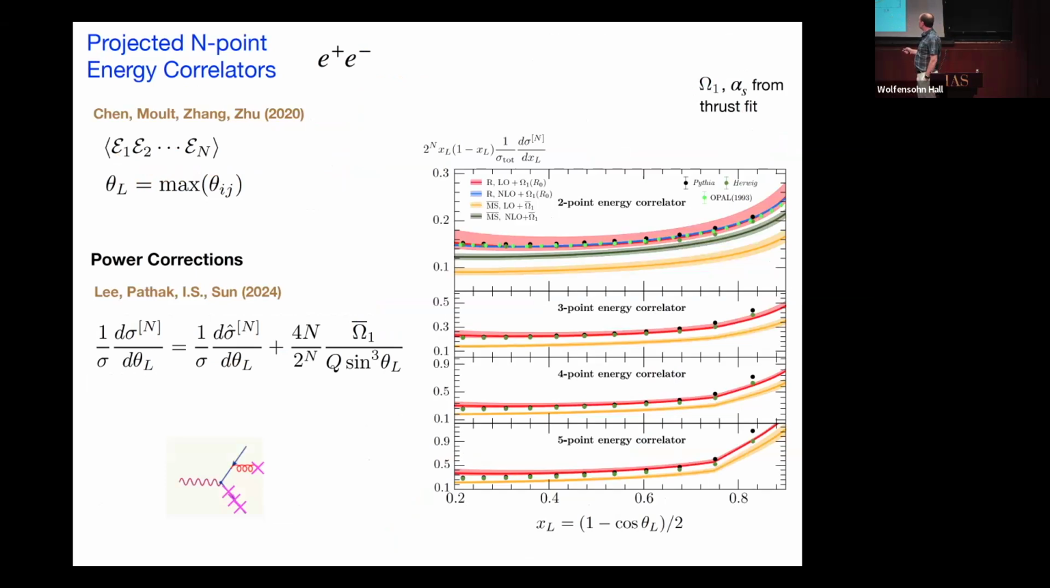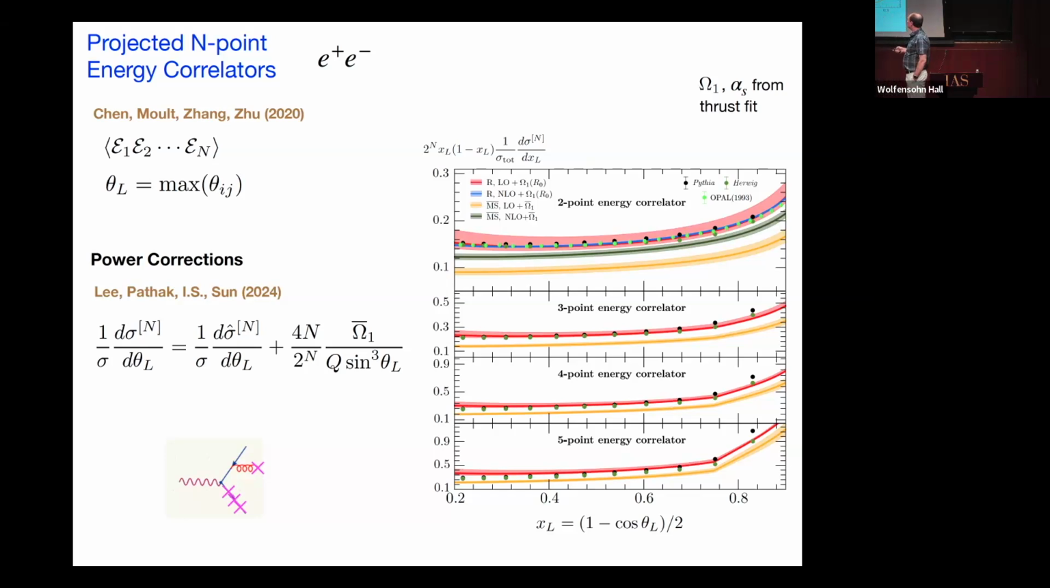Recently, there's been interest in higher point correlators. You heard a lot about this from Iain's talk. For example, you can look at an endpoint correlator, where you define angles between each pair of insertions of the energy operator. That's very multidimensional, so you can project onto, say, the maximum. That's called the projected endpoint energy correlator, where you just take the maximum angle, only measure that, and integrate over the other angles. It's a nice generalization of the energy-energy correlator to a one-dimensional distribution, but now measuring with n insertions of an energy operator.